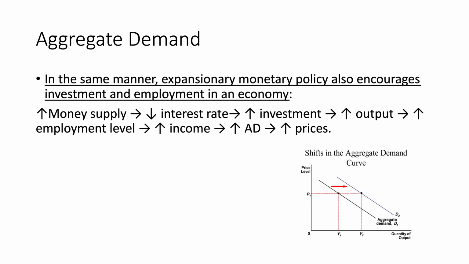In the same manner, if an expansionary monetary policy is observed to encourage investment and employment, money supply increases, interest rate reduces, higher investment, output, higher employment, higher income, higher aggregate demand, and higher prices. Again there is an upward shift in the aggregate demand curve. So in case of expansionary monetary or expansionary fiscal policy, it affects the aggregate demand and there will be an upward shift in the aggregate demand curve.